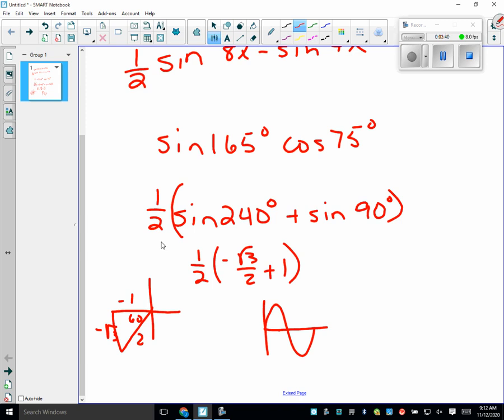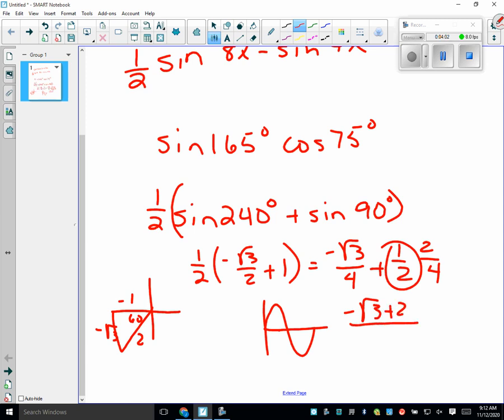Or I can distribute the 1/2 and say I have negative radical 3 over 4 plus 1/2. I could change this to 2 over 4. Negative radical 3 plus 2 over 4. Right?